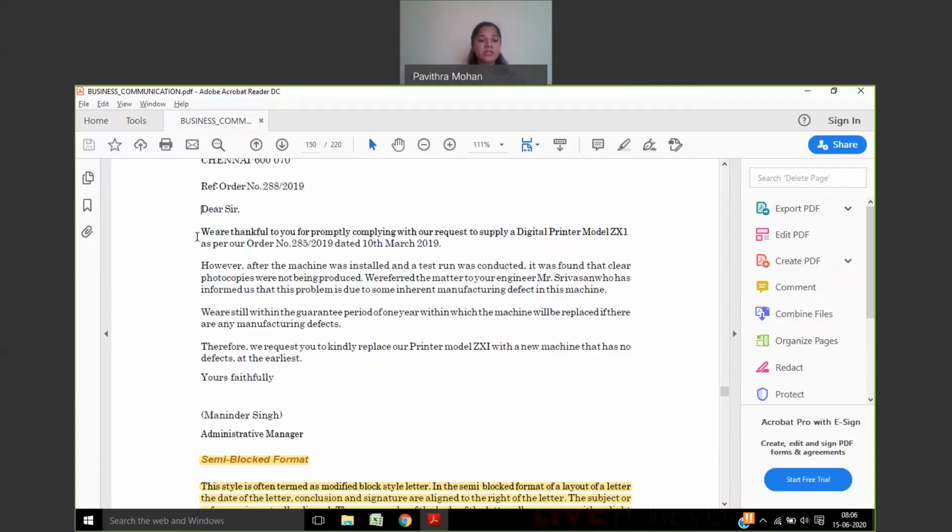Then after that, we are going to start with introduction, followed by whatever points they have, divided into two separate paragraphs. And finally, they are going to end with a conclusion. The conclusion will be, therefore, we request you to kindly replace our printer model ZXI with a new machine that has no defects at the earliest. So after this, there can be a word called thanking you or thank you.